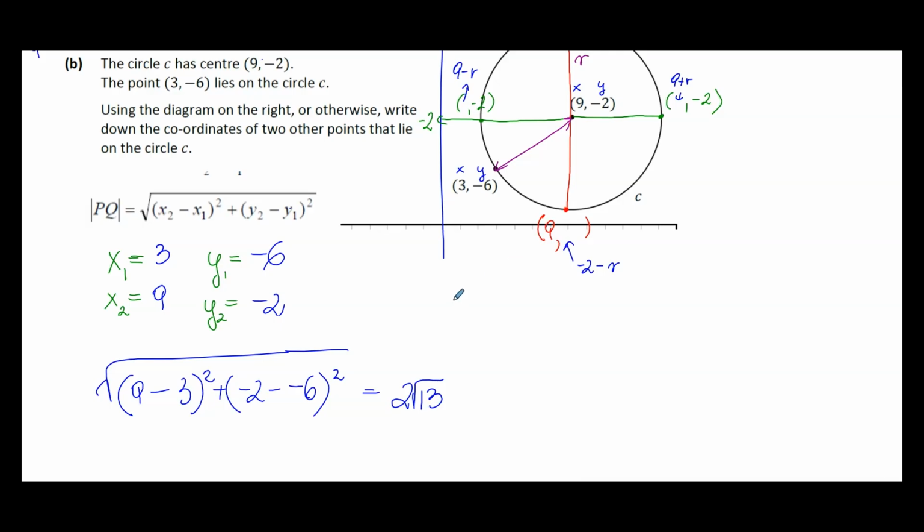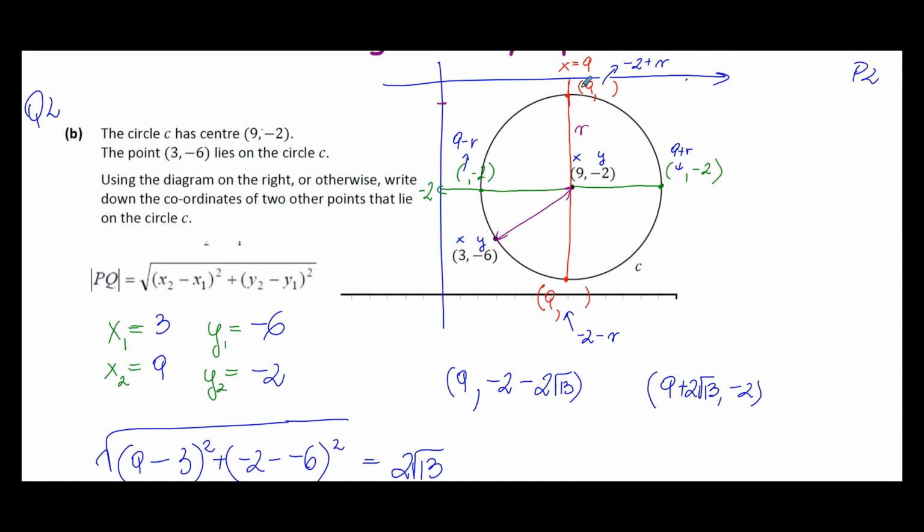So again, this point will be what? (9 minus 2 square root of 13, minus 2), the x minus the length of the radius, 2 square root of 13. This point here will be 9 plus the radius, so (9 plus 2 square root of 13, minus 2). Then this point here will be (9, minus 2 plus the radius), so plus 2 square root of 13. And this point here will be (9, minus 2 minus 2 square root of 13). So we actually have 4 different points here.